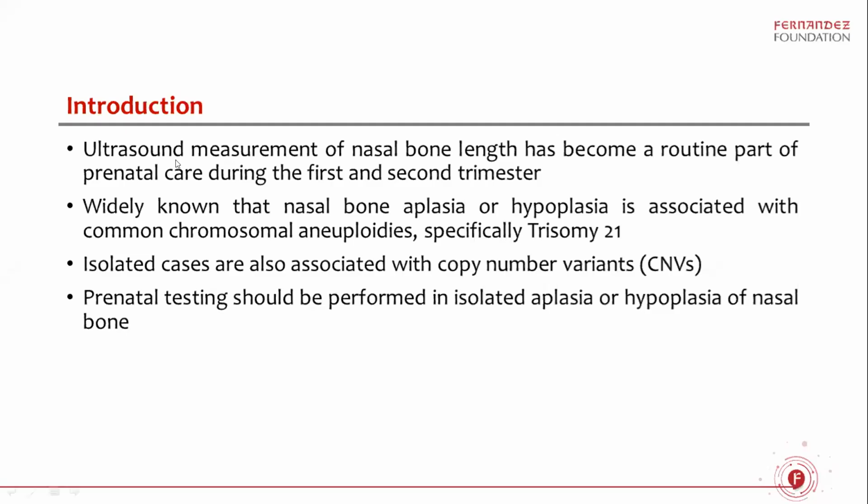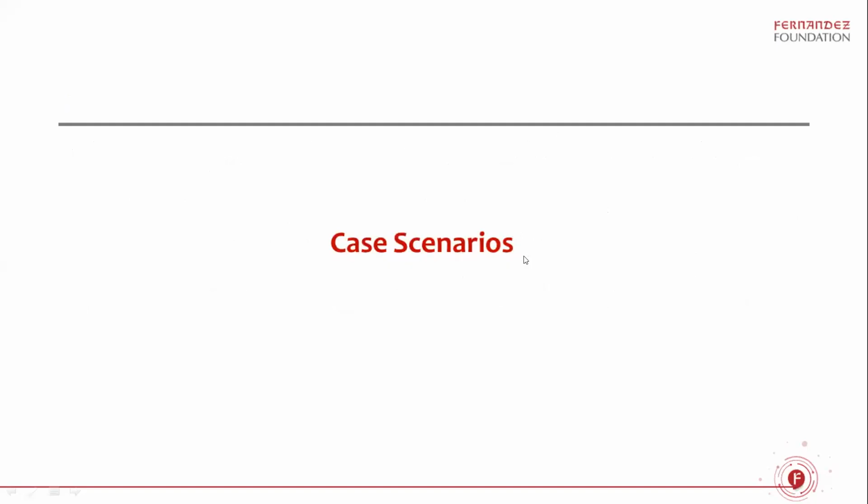So if you come to the introduction, we know that nasal bone length measurement has become a routine prenatal care in both first and second trimester. All of us know that nasal bone hypoplasia and aplasia are associated with common chromosomal aneuploidies, specifically trisomy 21. But in addition to these, there are cases with isolated hypoplastic nasal bone which are associated with copy number variations. So we'll come to the case scenarios.